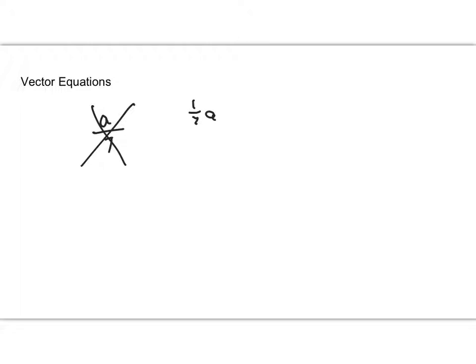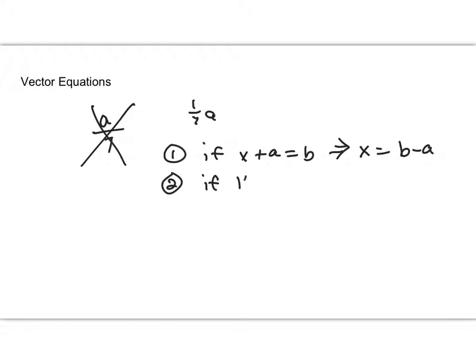Solving vector equations is almost the same. There's 2 rules that are useful. Rule number 1, if x plus a equals b, well, just like a regular equation, x equals b minus a, or b plus negative a. Rule number 2, if kx equals a, well then x is equal to 1 over k times a.